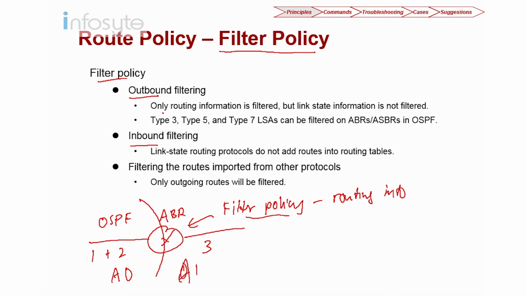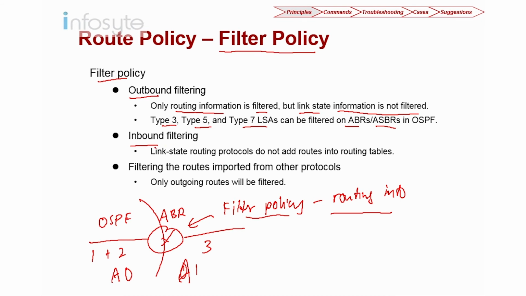Okay, so here routing information is filtered. But remember, when you configure filter policy in OSPF or even IS-IS, which are link state protocols, the link state information is not filtered. Remember, only routing information is filtered. And when we configure our filter policy in OSPF, we configure it on the ABR, where we are going to filter type 3, and on the ASBR, where we want to filter type 5 and type 7.